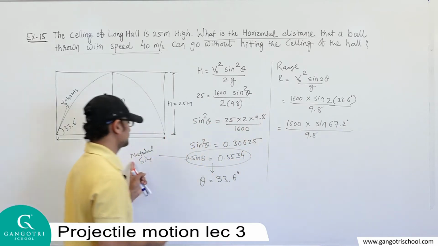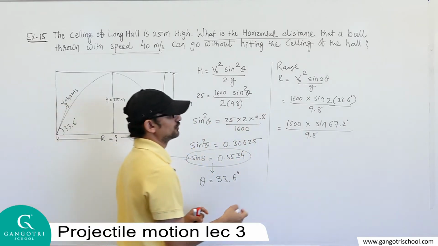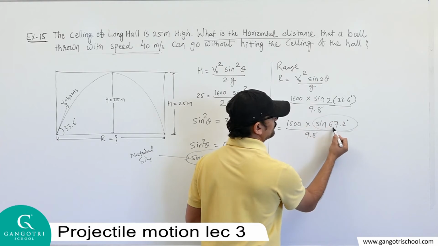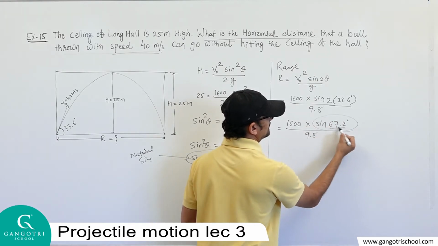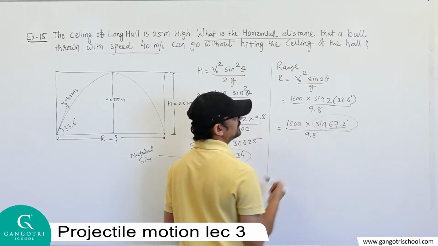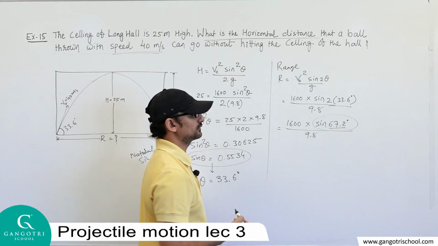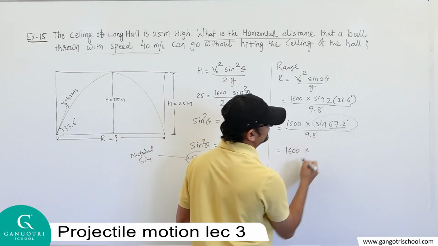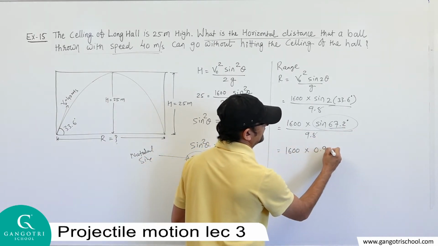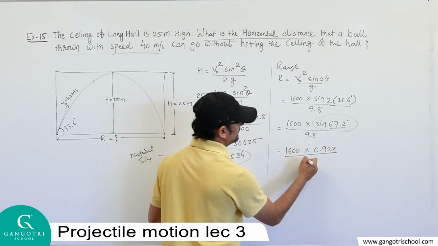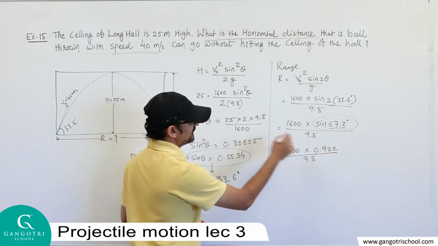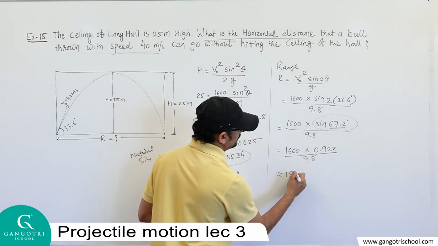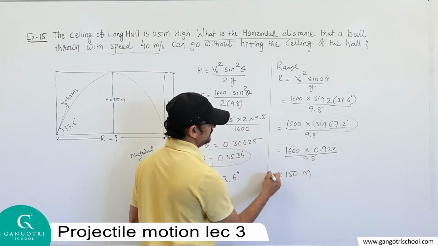Again you have to use the natural sine log table book, and in that log table book, for this value of angle 67.2 degree, what is the value of sine? You have to observe from the log table. I'll directly right now put the value: sine 67.2 degree is 0.922, upon 9.8. So finally the approximate answer will be 150 meter, which is the range.